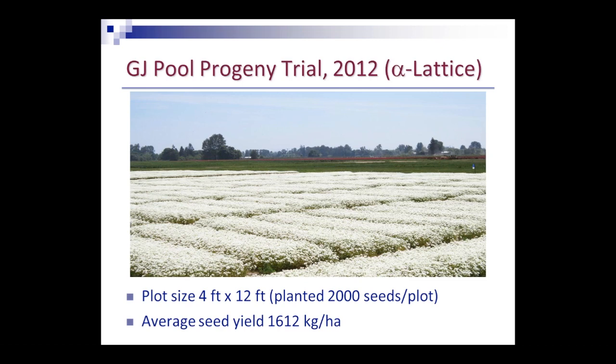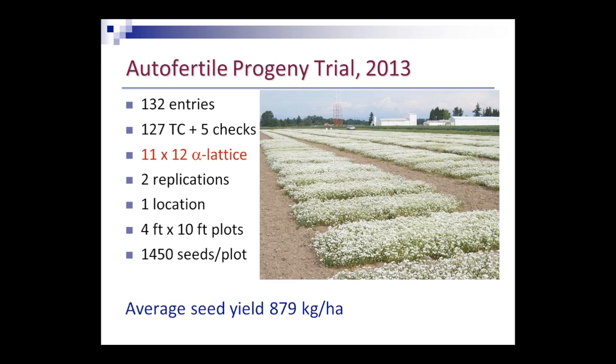So this was an alpha lattice experiment I did in 2012, and I was very pleased with this experiment. It had very good yield potential. 1,600 kg per hectare is a good yield for Meadowfoam. We had a reasonable plot size and so on. So I was all set to use this data set for this webinar.